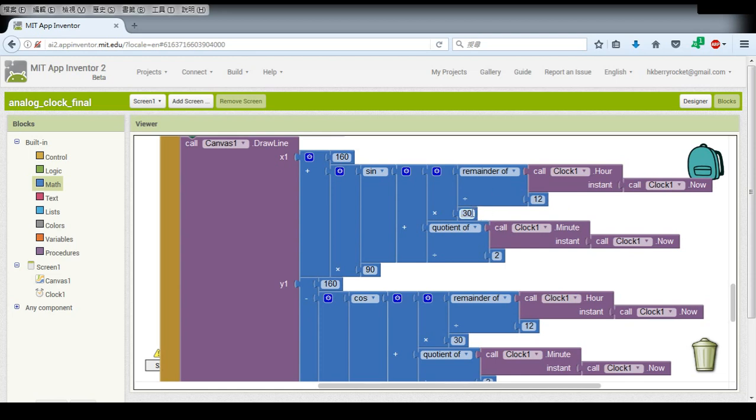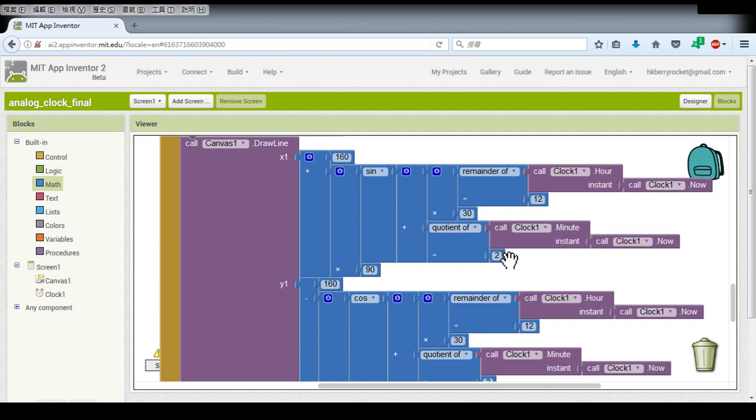And for this number, we need to use 360 divided by 12 hours because 12 hours form a cycle. So 360 divided by 12 is 30. So this is 30 degrees for an hour. And here for the minutes information, we're using the quotient function.